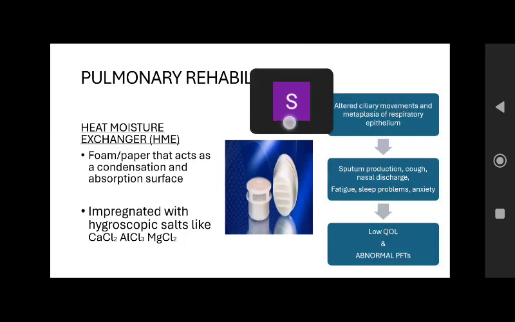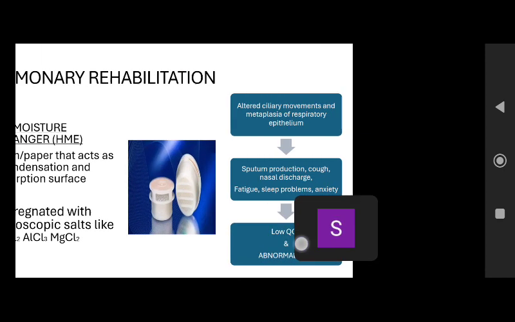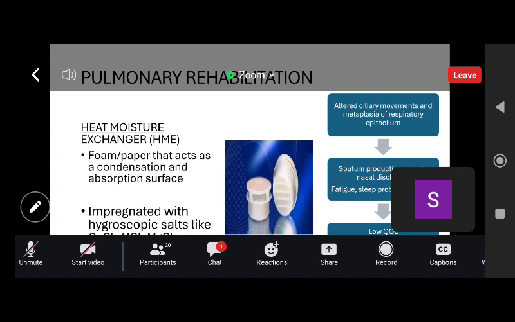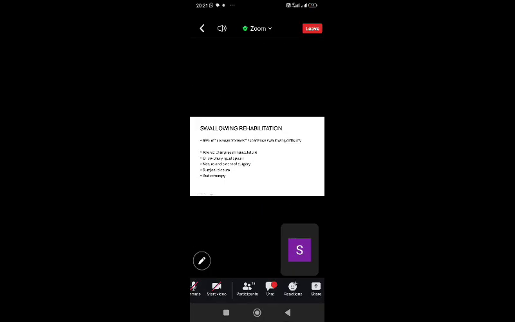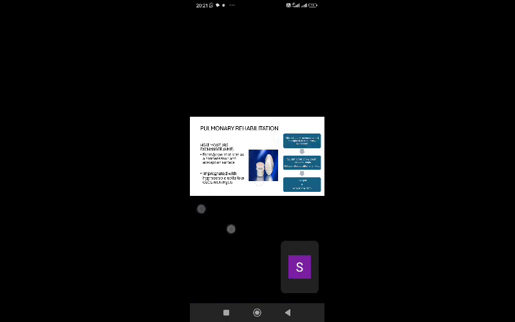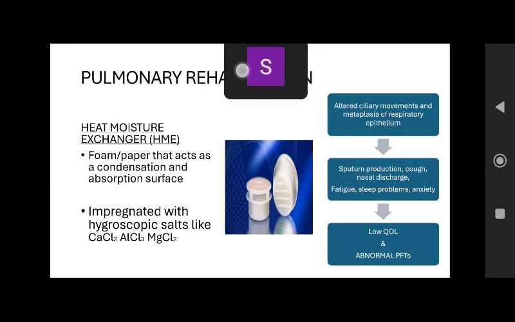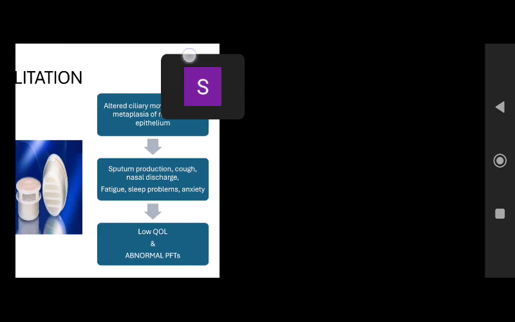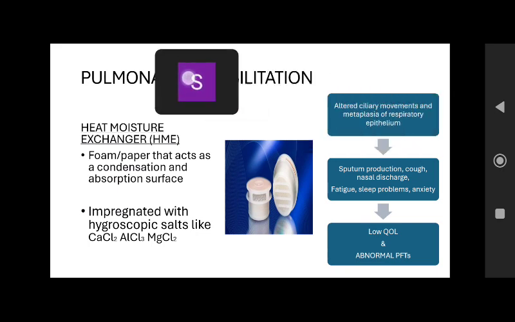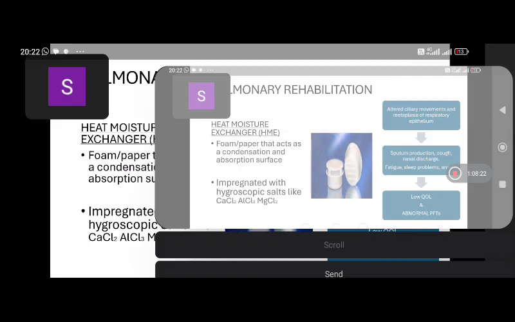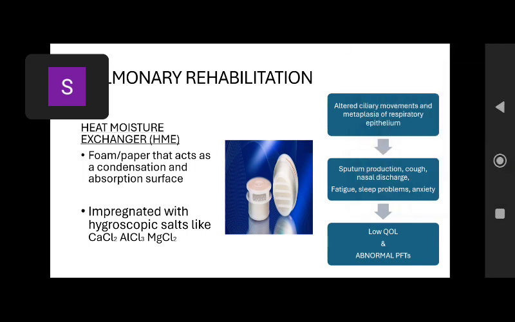The other thing is pulmonary rehabilitation. Now, you know the larynx is important for humidification and for proper ciliary function. So once the larynx is removed, the ciliary movements are altered and there is a metaplasia of respiratory epithelium, because of which the patient complains of more and more cough, there will be sputum production, and nasal discharge. His PFTs will be abnormal and the quality of life is poor. So we use a heat moisture exchanger, which is a foam of paper that acts as an absorbent, because it is impregnated with hygroscopic salts like calcium chloride and magnesium chloride. This helps in humidification of air, so that helps for his proper voice and reduces the sputum production.